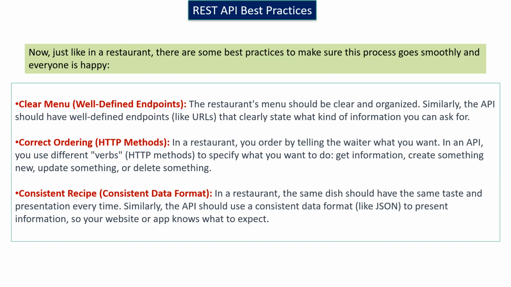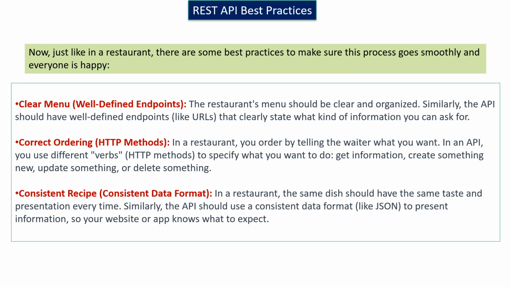The next one is correct ordering, which is equivalent to HTTP methods in computer world. In a restaurant, you order by telling the waiter what you want. But in an API, you use different verbs. Verbs are nothing but HTTP methods: POST, PUT, DELETE, GET, etc. These are used to specify what you want to do. You want to get the information or create something new or update something or delete something.